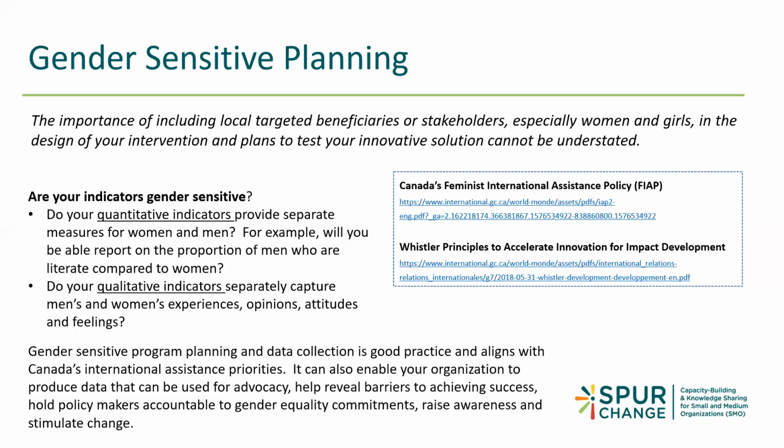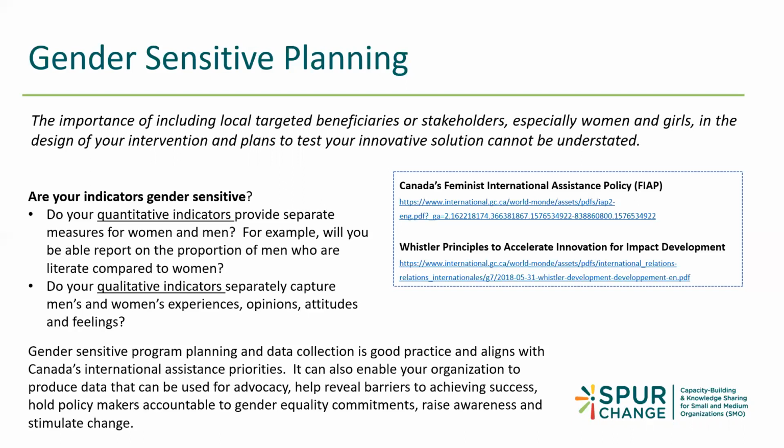At the base of your work, it is important that your intervention and the indicators you develop to measure the effectiveness of the intervention reflect Canada's Feminist International Assistance Policy, which is a commitment to eradicate poverty and build a more peaceful, more inclusive, and more prosperous world through the empowerment of women and girls, who are often the most vulnerable, as well as the Whistler Principles to Accelerate Innovation for Impact Development, which pledges to encourage innovative ideas for inclusive and sustainable development that will accelerate the pace of change to improve the lives of the poorest and most vulnerable, including by reducing inequalities and empowering women and girls.